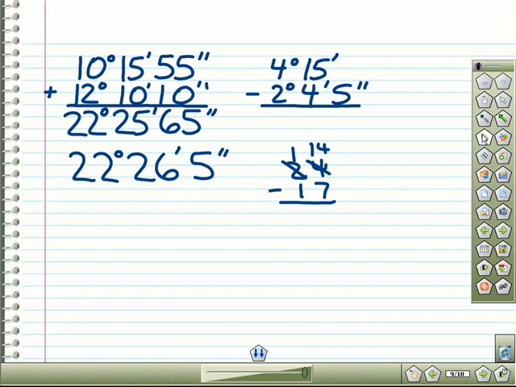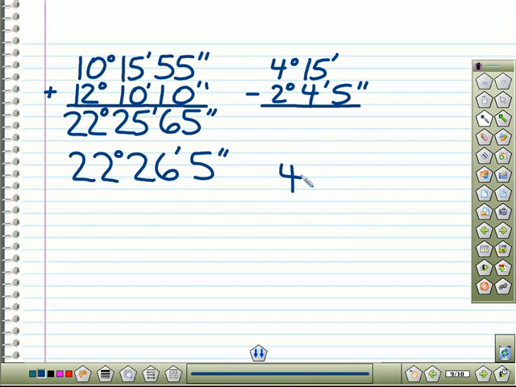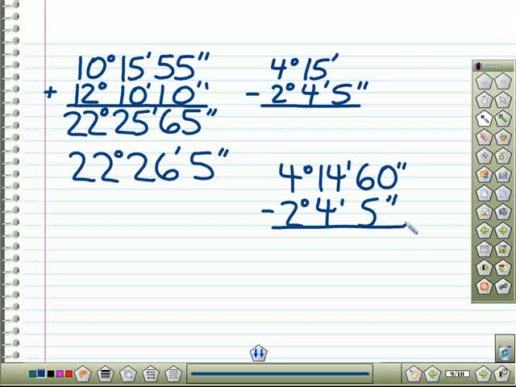And that was fine. So that's what we're going to do here. We're going to rewrite this as 4 degrees, 14 minutes, and 60 seconds. Just like when we borrowed back in elementary school, we took one 10 away and made it 10 ones over here, right? Put it in the ones place. That's the way we're doing it here. So we've got minus 2 degrees, 4 minutes, 5 seconds. Now we can do our subtraction.